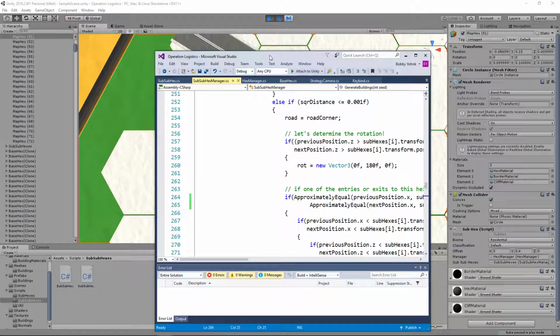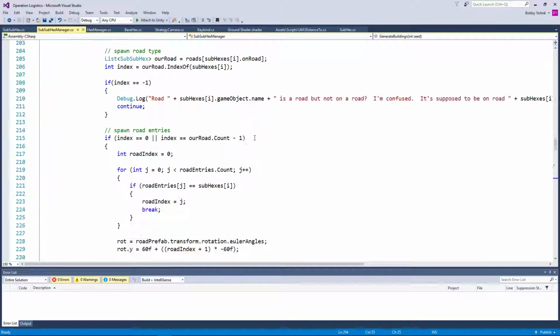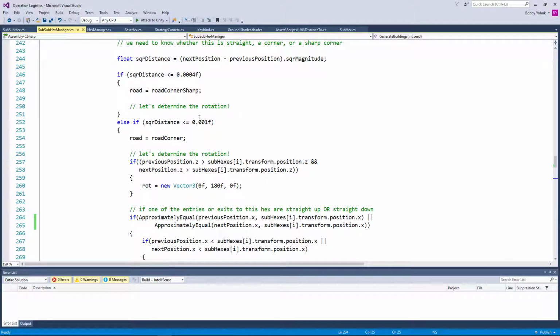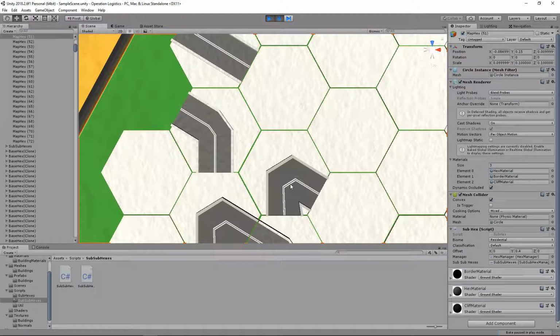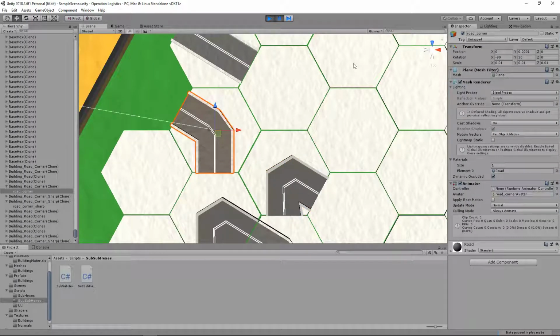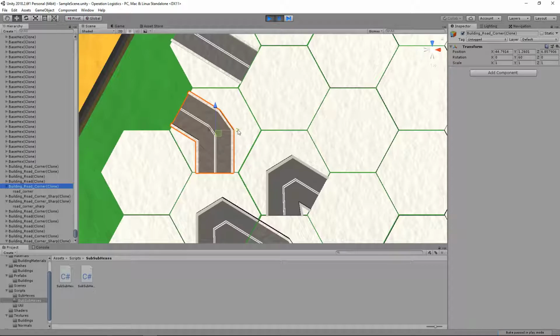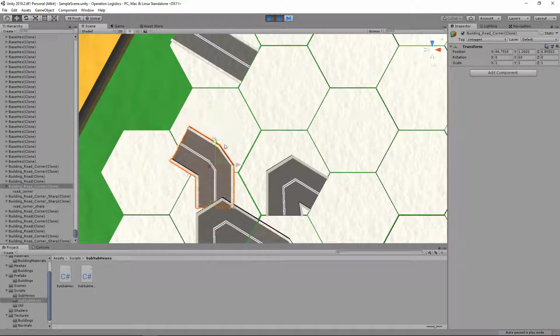So, let's just go through and determine what is true here. Clearly, the square distance is less than or equal to 0.001f, because it's outputting a corner. So we know that's true. So, if the previous position and the next position are greater than our current position on the z-axis, let's grab this guy here, and on the z-axis would be this axis here.